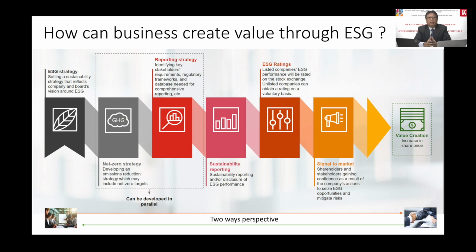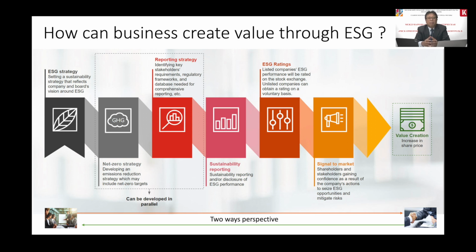How can business create value through ESG? In this case, we can see that value creation through ESG can be seen from two perspectives: the investor perspective and the company's perspective. From the investor perspective, if they receive a positive signal that the company they would like to invest in has action to seize ESG opportunities and mitigate risks, then they gain confidence and are willing to pay a higher share price. Note here, the positive signal is based on the ESG rating of the company.